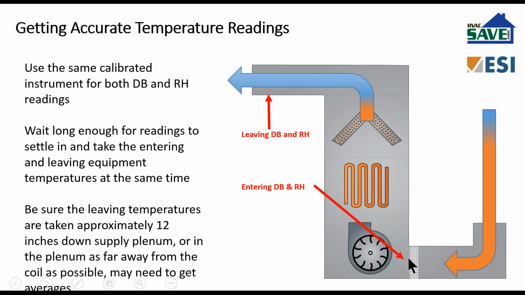Now you're taking temperatures. You can use the same spot that you took your equipment entering static pressure in. May need to be a bigger hole for that probe, but that location is correct. However, your supply temperatures, your leaving temperatures, are new testing ports, new holes, farther down away from the coil.